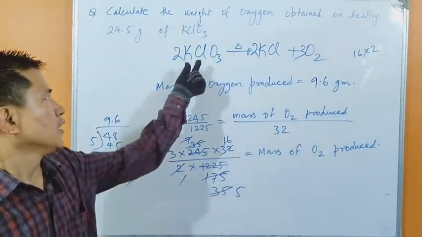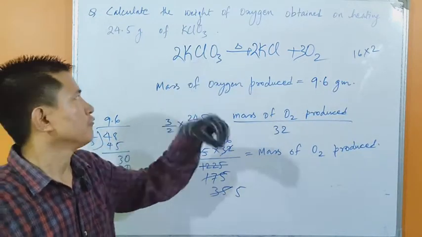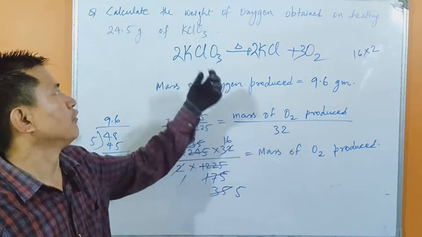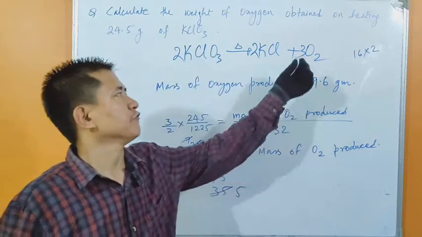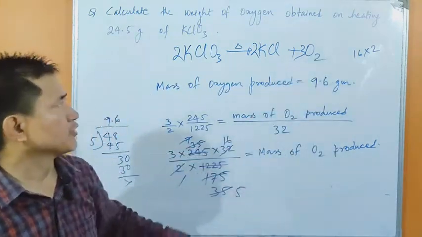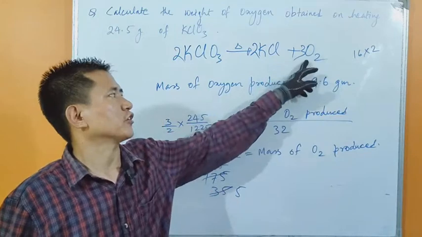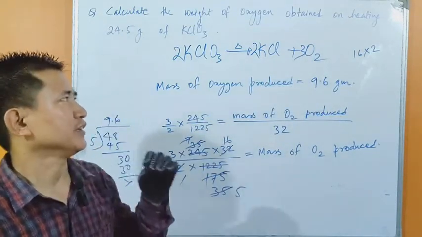Okay. First, the mass of potassium chloride was given. We solved and found the number of moles of potassium chloride. After that, we found the number of moles of oxygen, and after that we found the amount of oxygen required. It's very, very simple. You can understand it in a simple way.